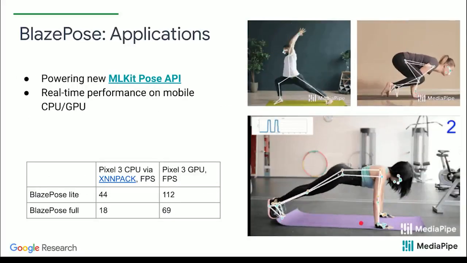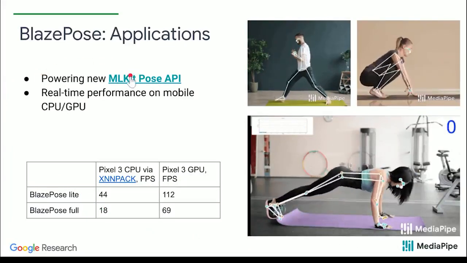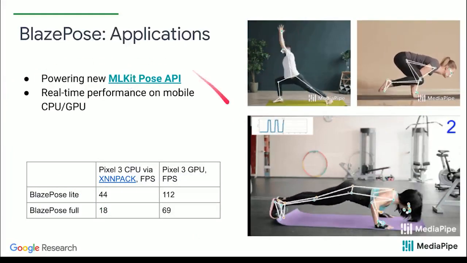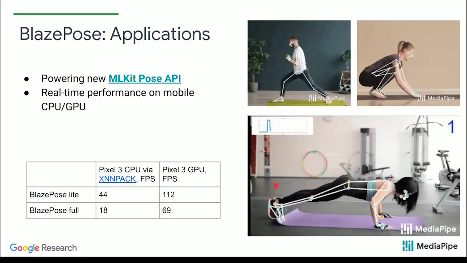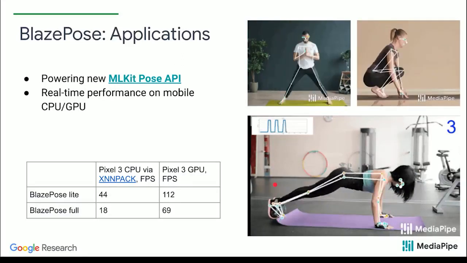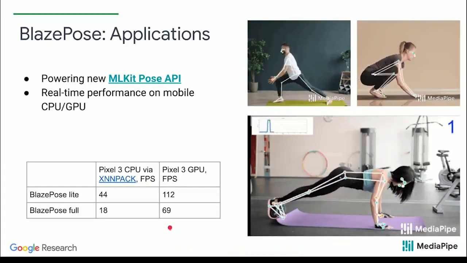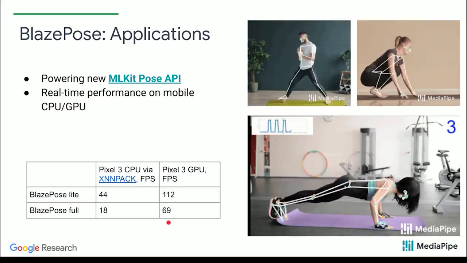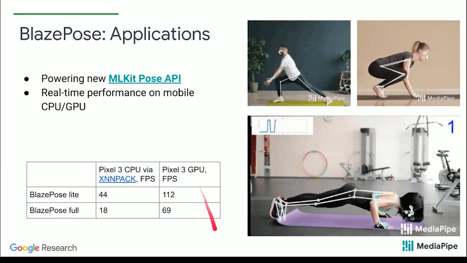There's some interesting applications for BlazePose. Number one, it's powering the new ML Kit Pose API, and you can use it to count fitness repetitions by simply matching the 2D key point distance to a target pose. And here you can see our most recent performance numbers using CPU and GPU acceleration.